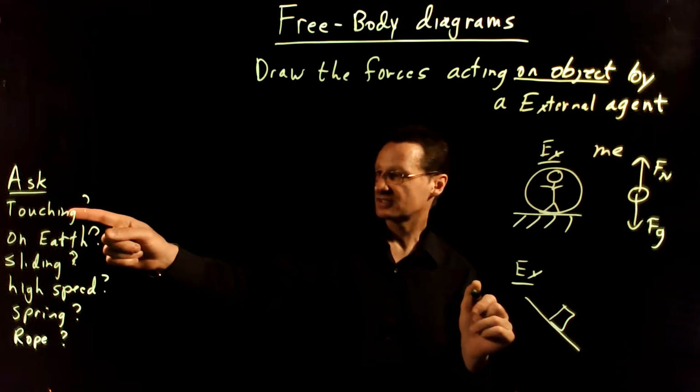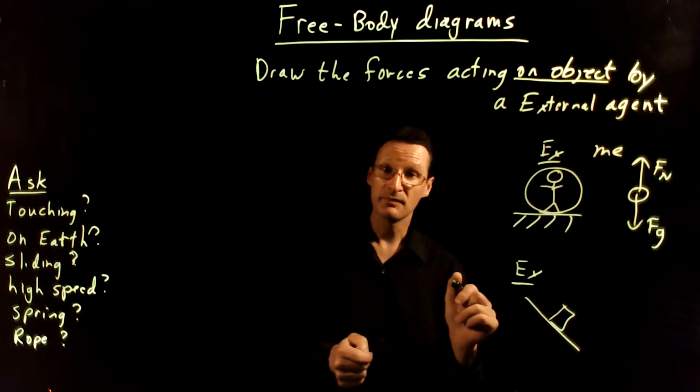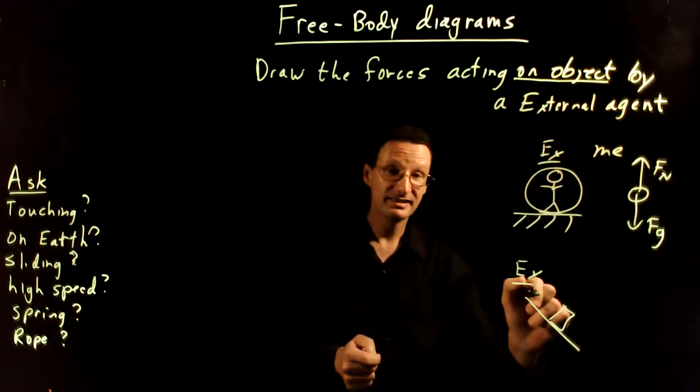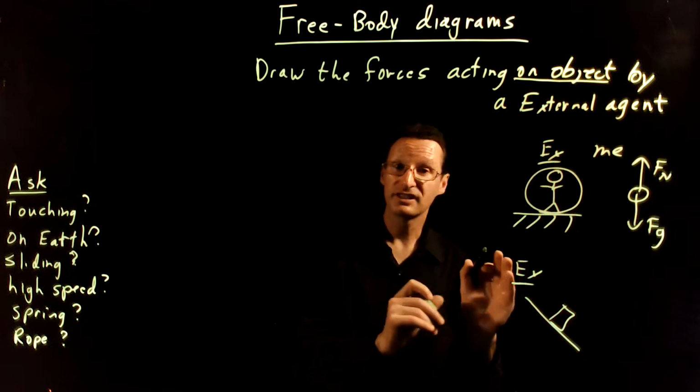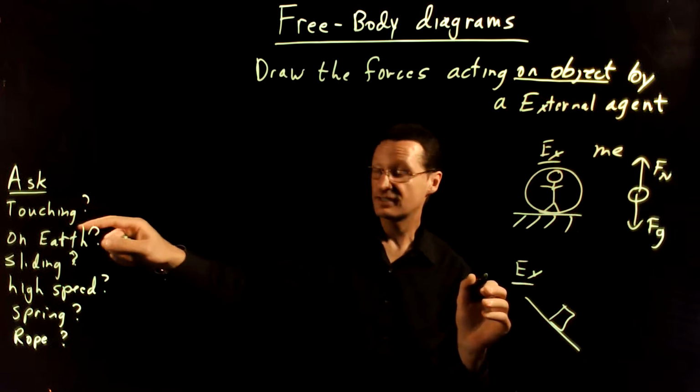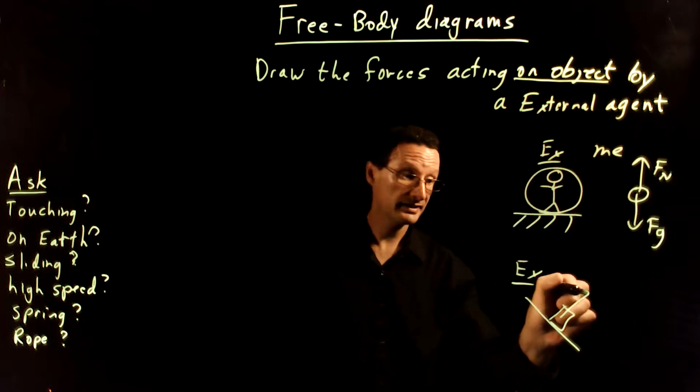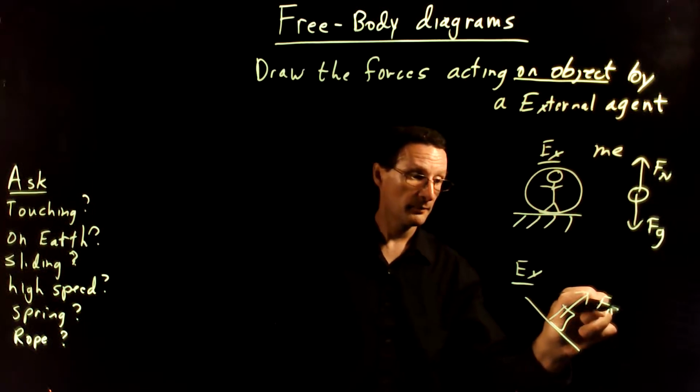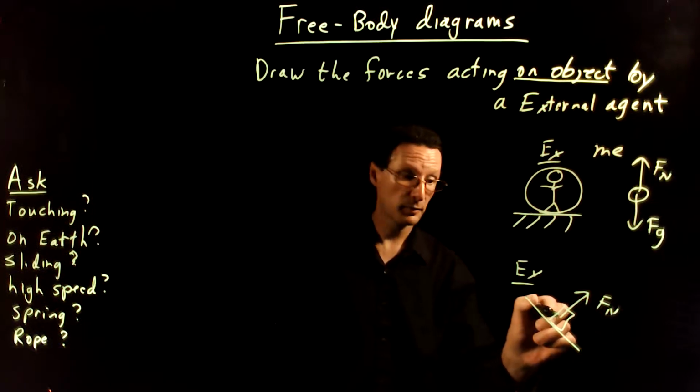So let's run through our list. Is the skier touching anything? Well, the object here in this case is the skier, so we only care about forces on the skier. In this case, the skier is touching the ground, so there's going to be a contact normal force perpendicular to the point of contact here.